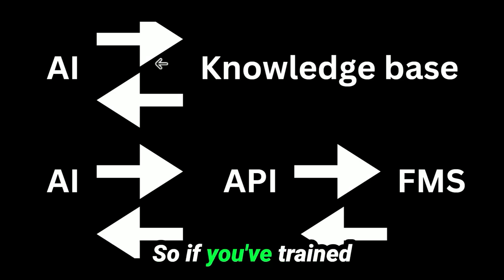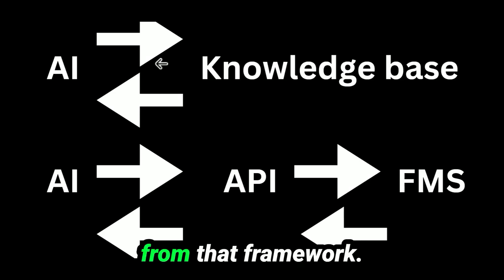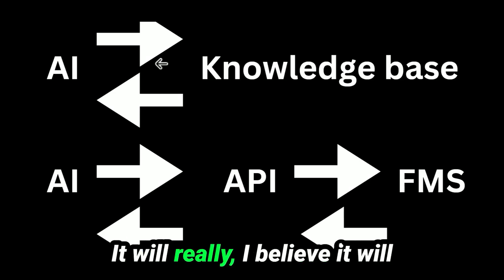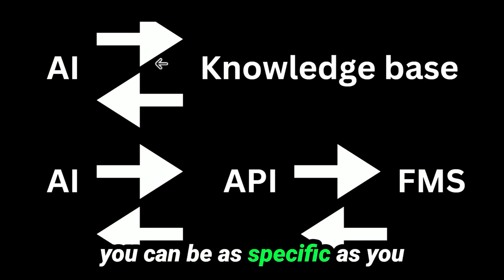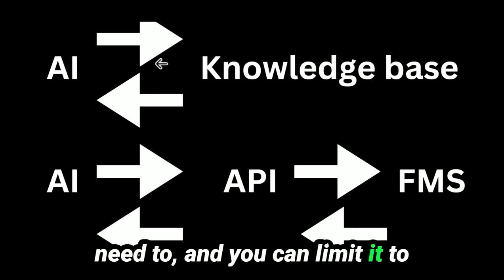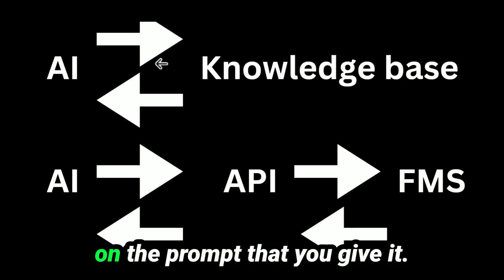You want them to learn how you want it done before they start iterating on trying to make things better. So if you've trained any employees or trained any managers, if you look at training an AI from that framework, I believe it will really work for you, because you can be as specific as you need to, and you can limit it to saying certain things and not saying certain things based on the prompt that you give it.